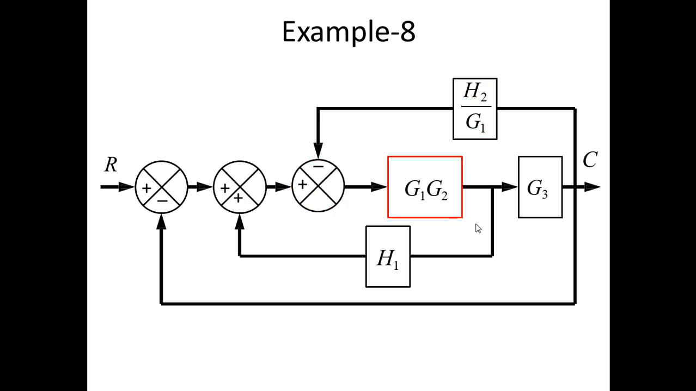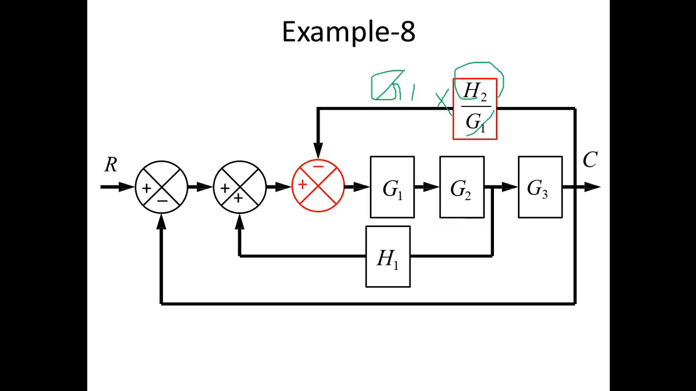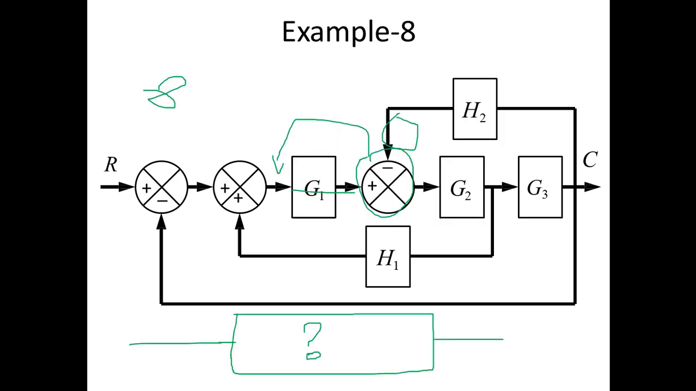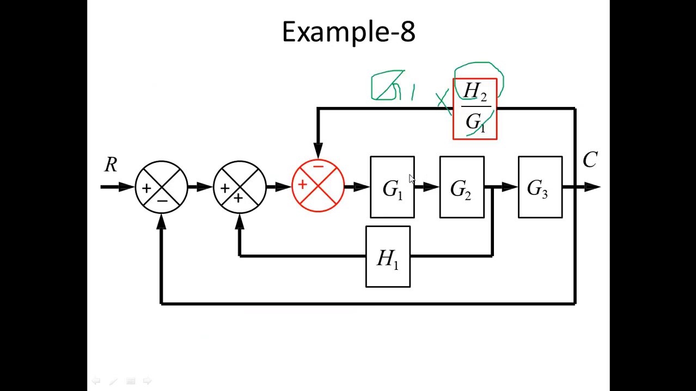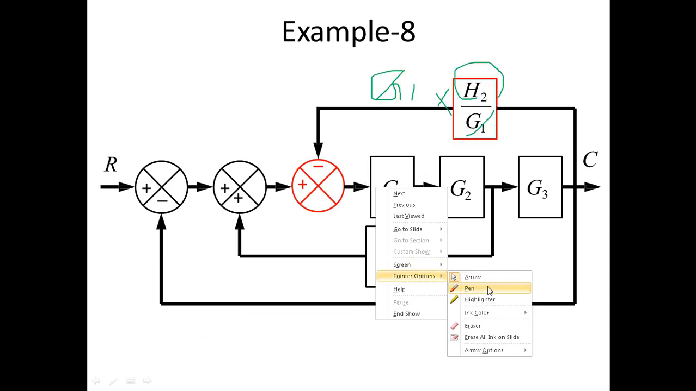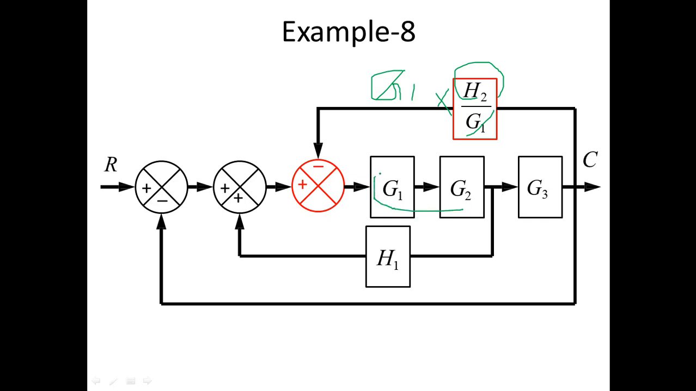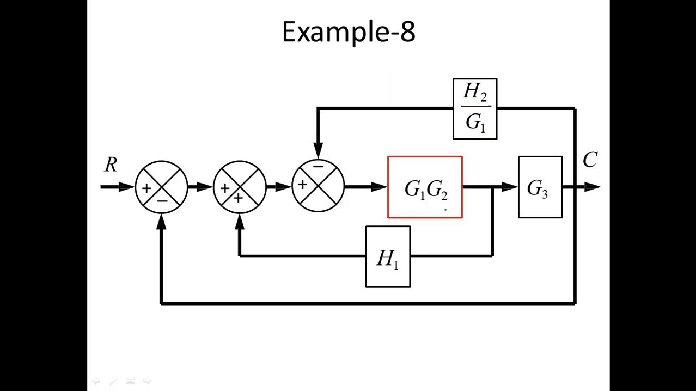Now the second thing you need to do is cascade them, because this was not possible earlier. You just cascade them, and you put these two blocks into a single block, that is G1 G2. Now the next thing is the involvement of this H1. You see that this H1 is connected to this summing point.